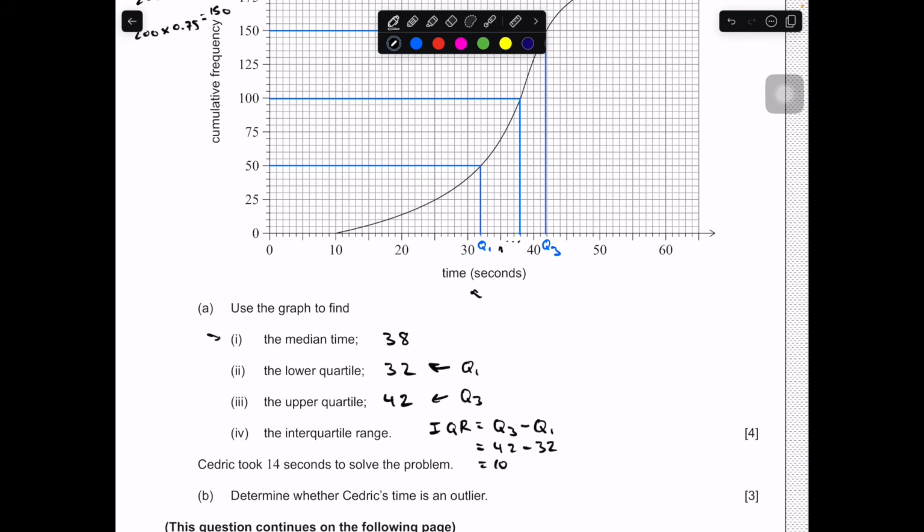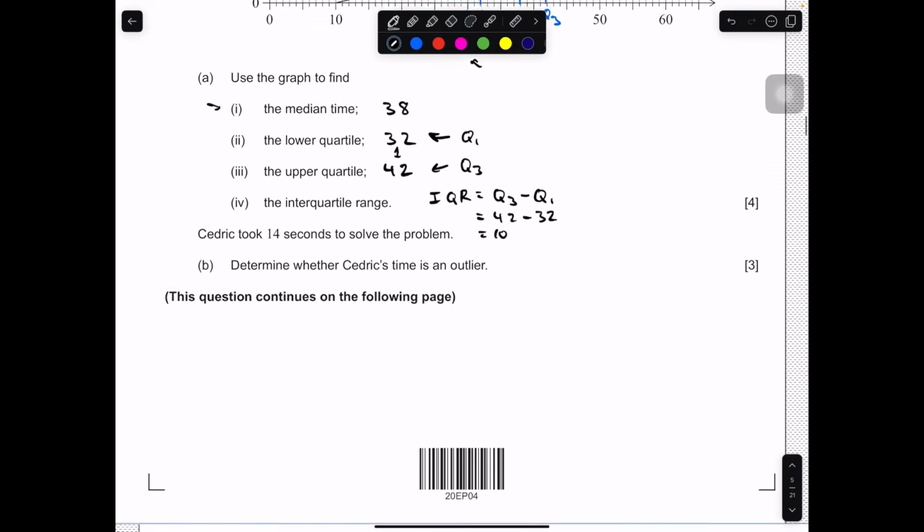So what that means is that 50% of the students took between 32 seconds and 42 seconds. That's our IQR. Cedric took 14 seconds to solve the problem. Determine whether Cedric's time is an outlier.